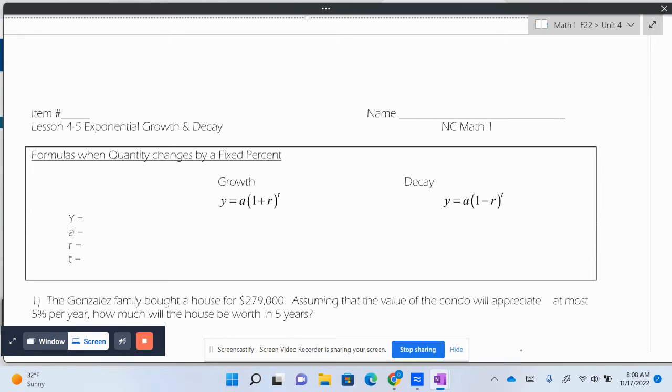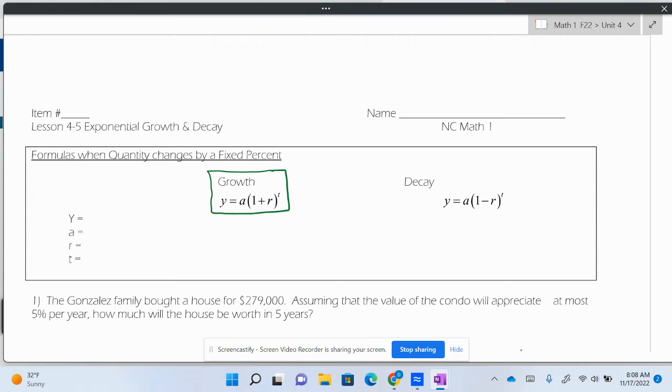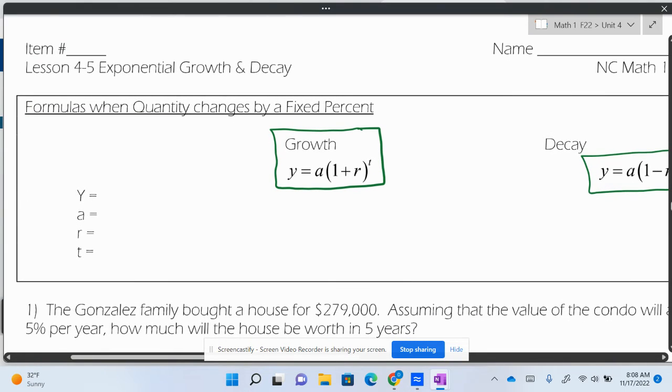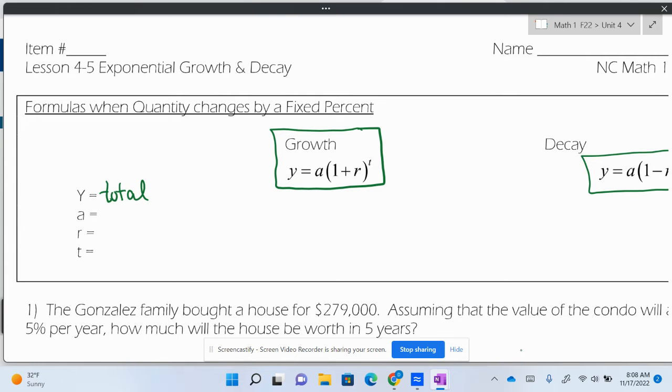So this is your formula for exponential growth. Looks a lot like the word problem that we did yesterday. This is your formula for exponential decay. And I'm going to tell you what all those little variable terms mean. So y is just the total amount, right? We plug in for all these numbers and we figure out what the total is. So y is just our total amount when we're all done. That's what we end up with.